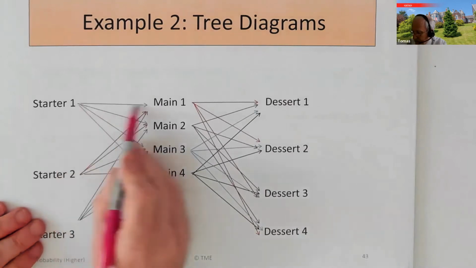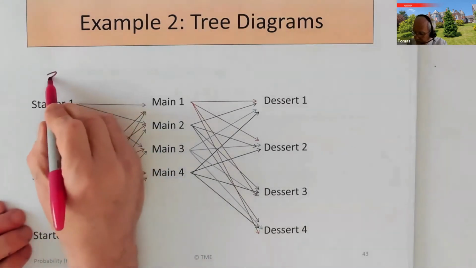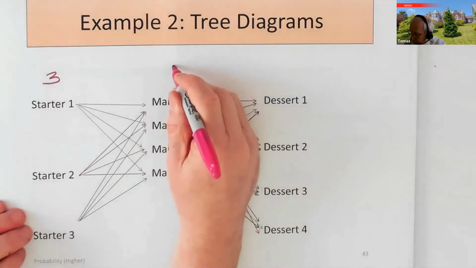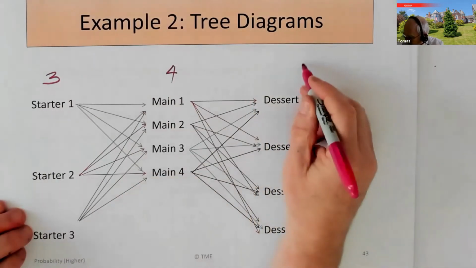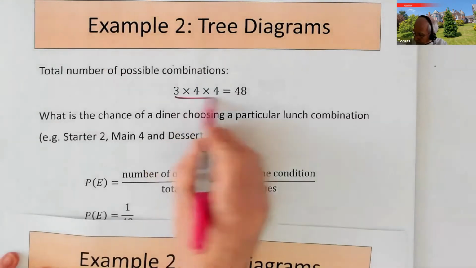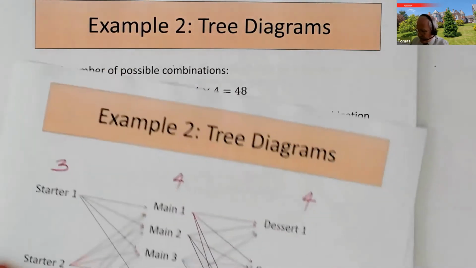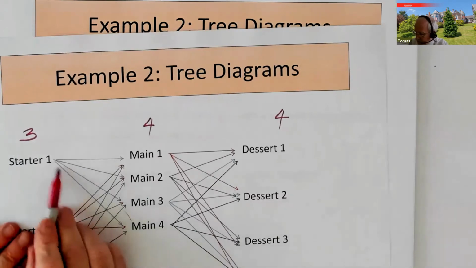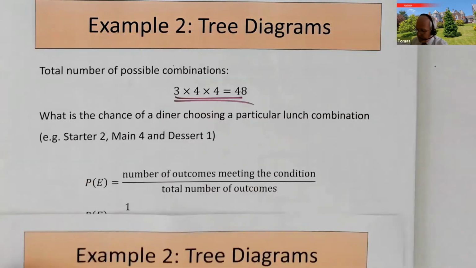Well, I've 3 here, and I've 4 here, and here I've got 4 as well. So 3 by 4 by 4, I've got 48 different options, 48 different lines there in that sense. I can take the starter 1 followed by a cross all the way. So I can go starter 1, main 2, dessert 3, etc.